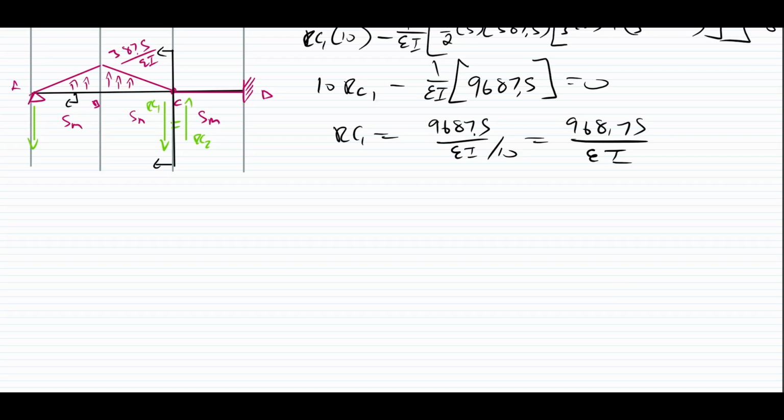Now, we don't need to find your RA unless you are asked to find your RA, because now we can focus on this side of the beam. Remember, your RC2 is equal to your RC1. So we have your RC2, and then your RD will be equal to your RC2 because there's no other force acting on it. And then your MD.